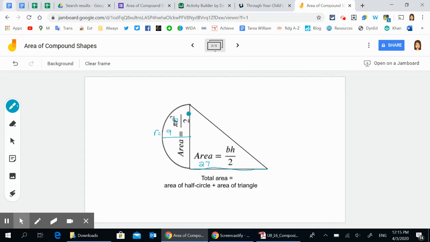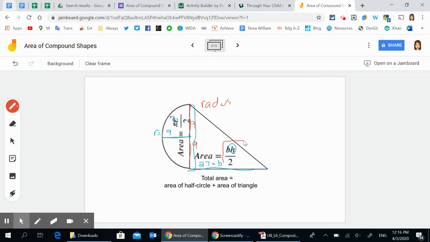So now the question is, what is the length of the height of my triangle? Because this is my b. Well, if this distance is 9, that means this distance is also 9, because that's also a radius of this half circle. And that means that this is also 9.